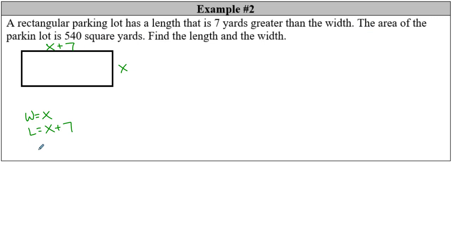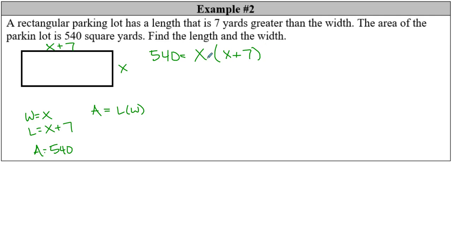And then it gives me the area. So I know area is that big A right there. And this is 540 square yards. So I know what the area is. And then what's the formula for area? Area is equal to length times width. Bam. So now we got all our information. Let's go ahead and plug this in. So we got our width, length times width, or width times length. I like to just put my single variable on the outside. So we know that we got that area 540. This is equal to x times x plus 7.